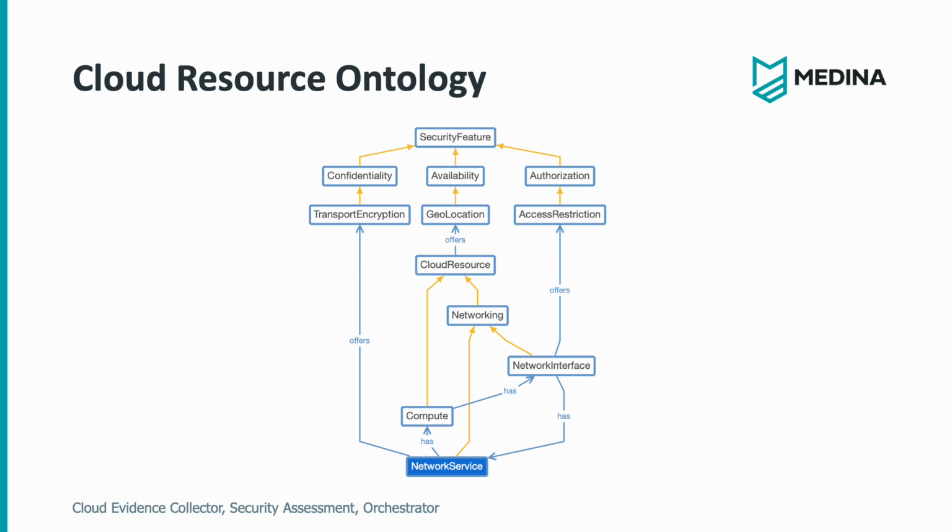The cloud resource ontology is divided into a taxonomy of cloud resources and a taxonomy of their security features. A network service, for example, is a cloud resource and it is a child of the networking node, which in turn is a child of the cloud resource node. Additionally, it offers the security feature transport encryption. This feature is a child of the confidentiality features, which in turn is a child of the security features node.